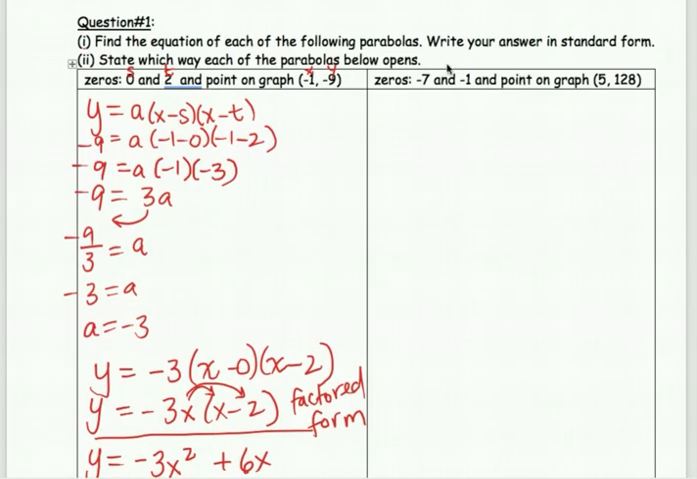Okay, so here's the next one. Again, we have our zeros here. There's our S, there's our T, and we have our point. When you have clues like that, when you have zeros, just build the standard form. You could go and build the vertex form as well, but you might find that it's a little quicker to just do it this way, but it's up to you. So let's fill these in.